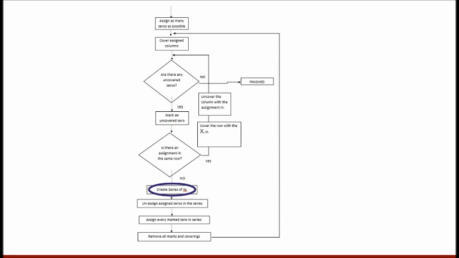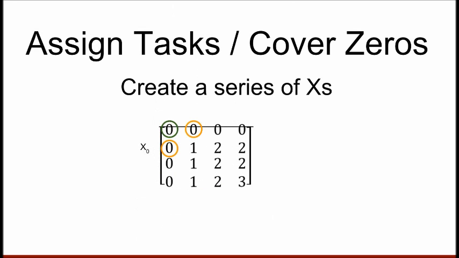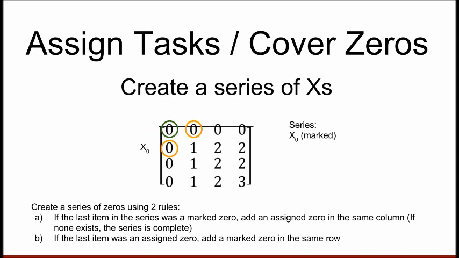So we now go on to the next stage, which is to create a series of x's. To do this, you first pick the element x0 and set that as the first item in your series, which is why we called it x0. Then you repeatedly apply 2 rules. Firstly, if the last item in your series was a marked 0, which it is here, you add an assigned 0 in the same column to the series, if one exists, which it does in this case, right here.